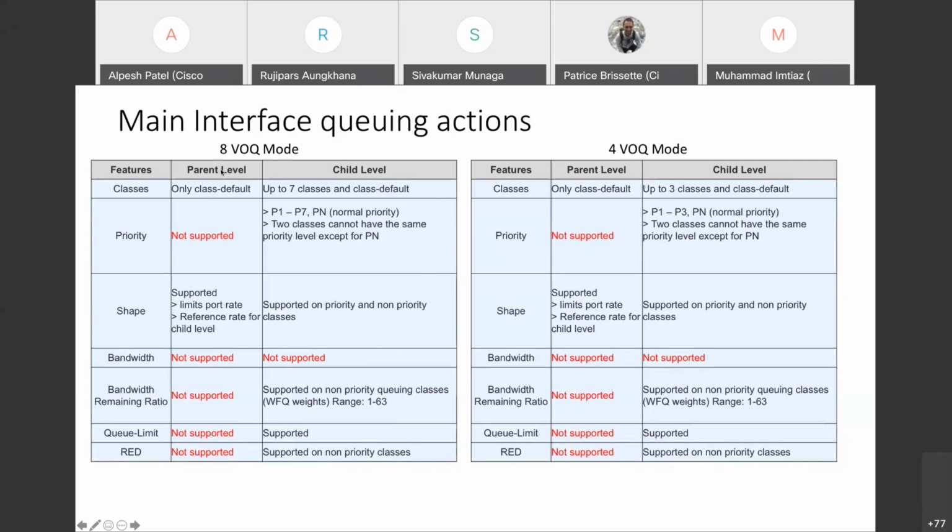Priority is not supported on the parent level, but rather is supported on the child level. But what classes are supported only at the parent level? The default class is supported, and then shape is supported at the parent level. Bandwidth, we talked about, is not supported at all. Bandwidth remaining ratio is also not supported on the parent level, and so on. Right? You have to configure that on the child level.